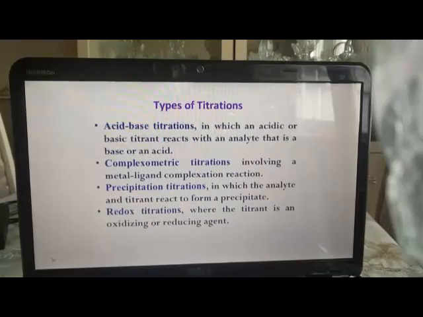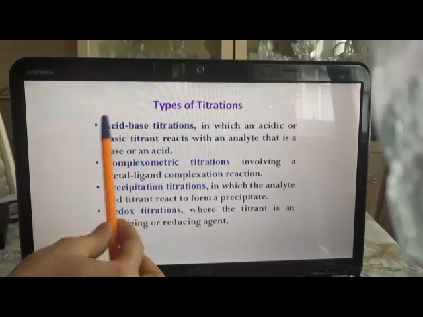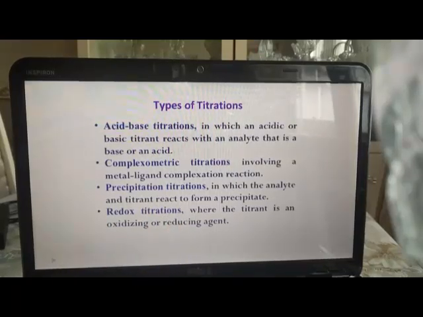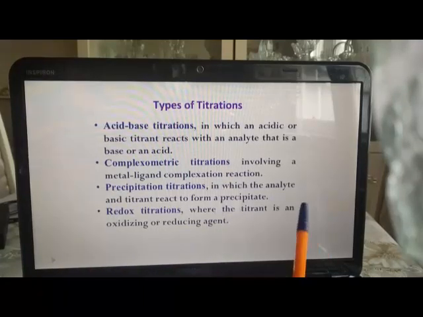There are four main types of titration: acid-base titration, complexometric titration, precipitation titration, and redox titration. Acid-base titration, in which an acidic or basic titrant reacts with an analyte that is a base or an acid. Complexometric titration, involving a metal-ligand complexation reaction. Precipitation titration, as we see from the name, in which the analyte and titrant react to form a precipitate. Redox titration, where the titrant is an oxidizing or reducing agent.